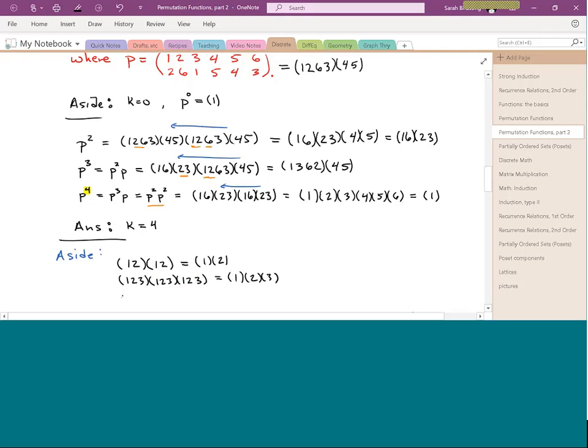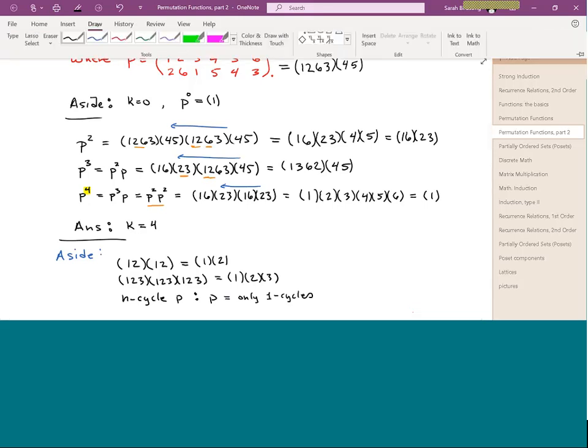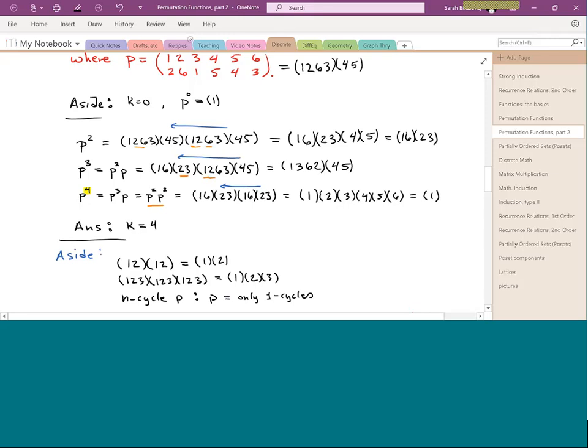So say you have an n cycle. We'll call it p. P to what exponent up here gives you only 1 cycles? And remember, n is the number of numbers in the cycle. So an n cycle means you have n numbers in the cycle. Or this was a 2 cycle and a 3 cycle. You got it.